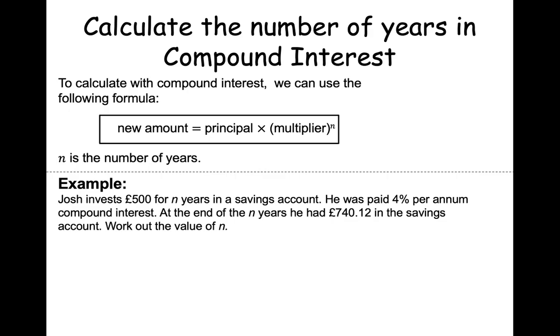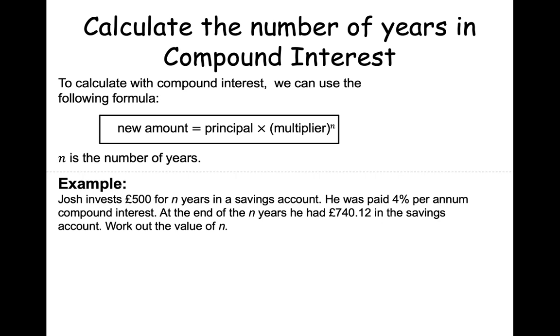One final thing, so calculate the number of years in compound interest. So we already know what the formula is to calculate compound interest. So it's your new amount is equal to the principal, or your original amount, times by your multiplier to the power of n, and n is the amount of years. However, what if you're given a question where you do not know what the number of years is?